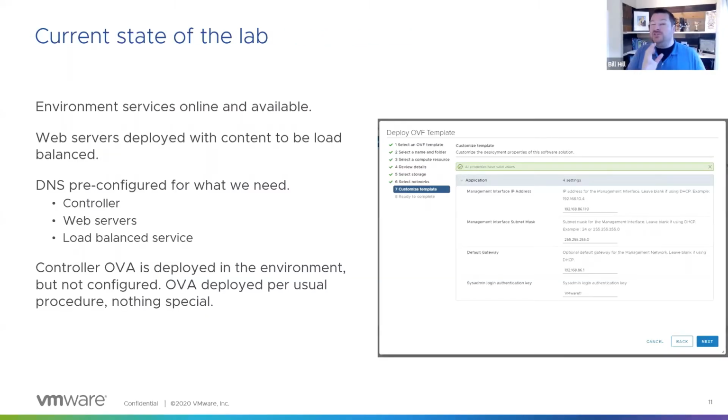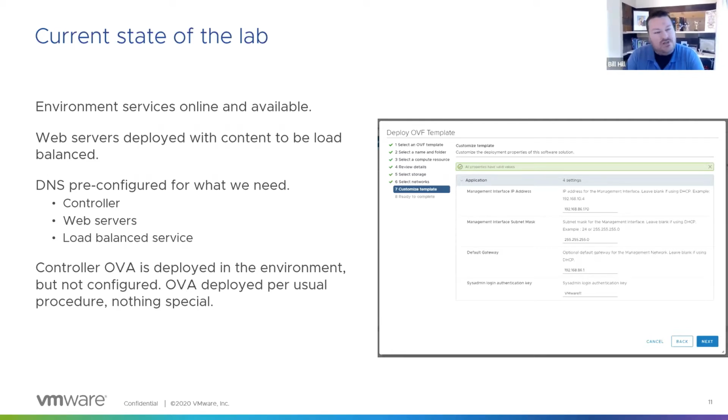So the current state of the lab, where are we? The environment services are online. So DNS, DHCP, all of those things are available, and vCenter. There are some web servers deployed already, so we're not going to focus on configuration of Nginx or whatever. DNS is already set up, and I already deployed the controller OVA. It's just the usual process, nothing specific.